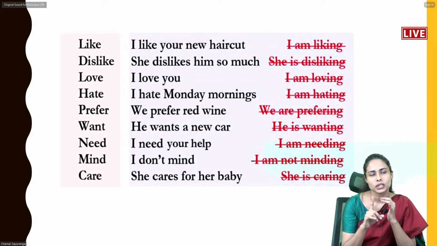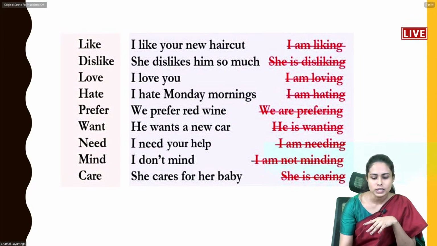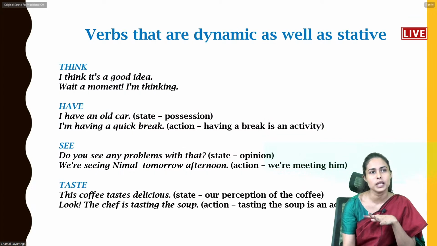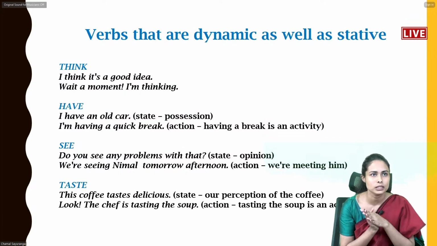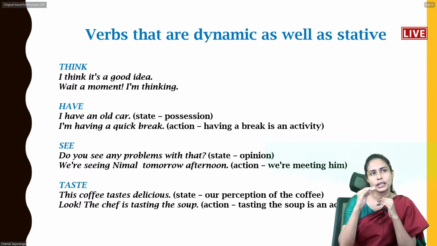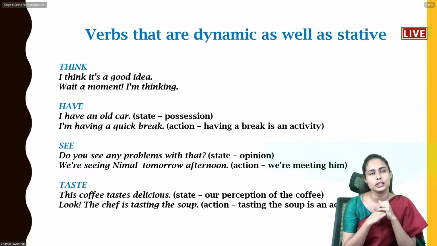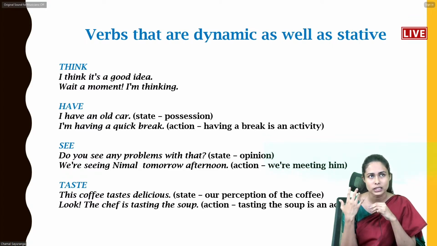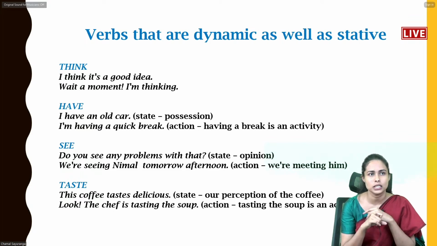Now here you might be thinking why we can't use care as an action verb. Yes, there are some verbs that act as dynamic as well as stative. For example, think. I think it is a good idea. Here it is about your state of mind. I think it is a good idea. It is a state of mind. There it acts as a stative verb.